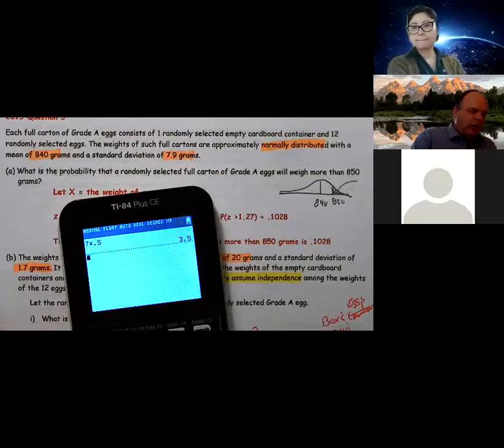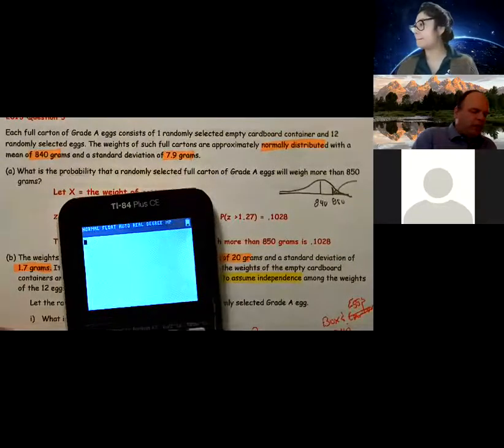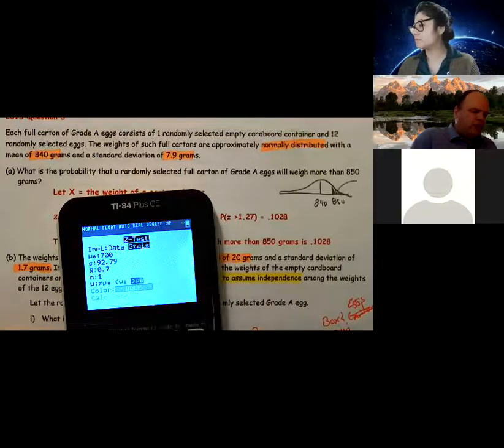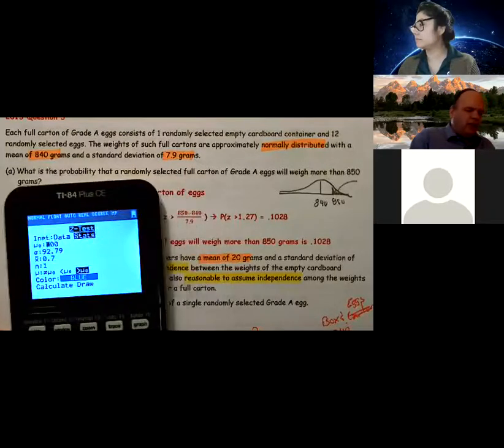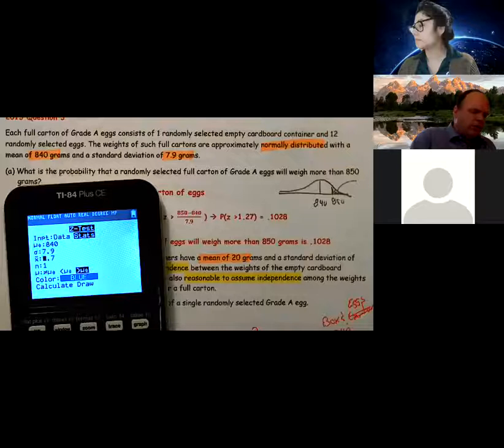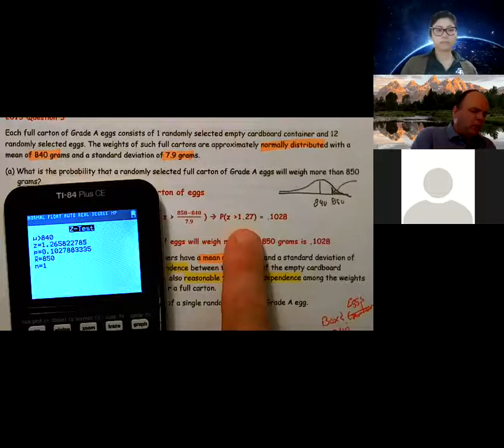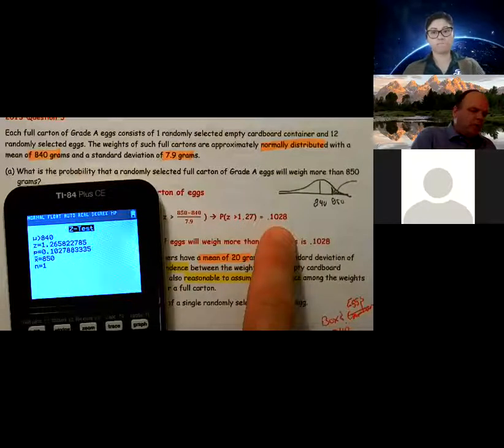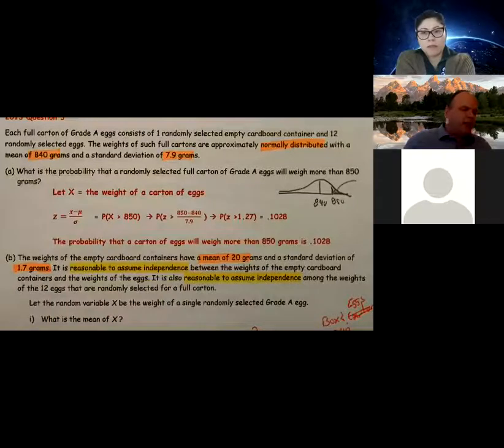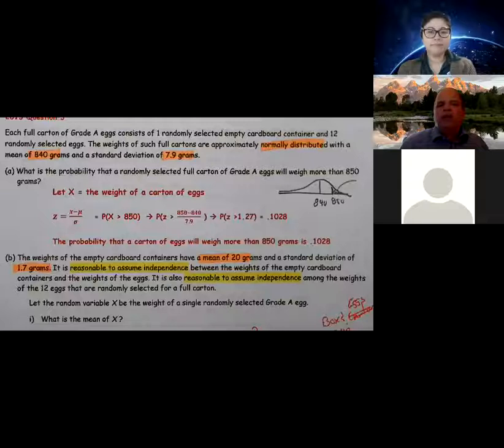Once again, I could use 2nd VARS normal CDF, but I'm going to use a stats test, Z-Test. In this case, my mean is 840. My standard deviation is 7.9. The x is 850. We only have one carton, and I want to know the probability it is greater than. So I end up getting z of 1.27, and that probability is 0.1028. So there's about a 10% chance that we get a carton of eggs that weigh more than 850 grams.